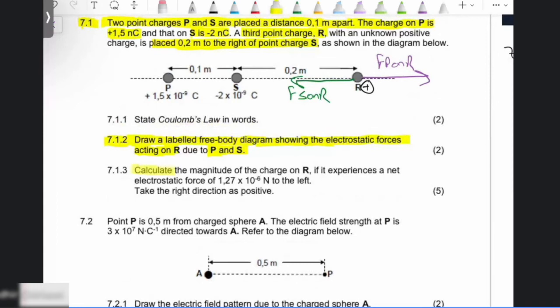7.1.3 says: calculate the magnitude of the charge on R if it experiences a net electrostatic force of 1.27 newtons to the left. Okay, so it's saying that the net force is to the left. So we must take to the left as positive.